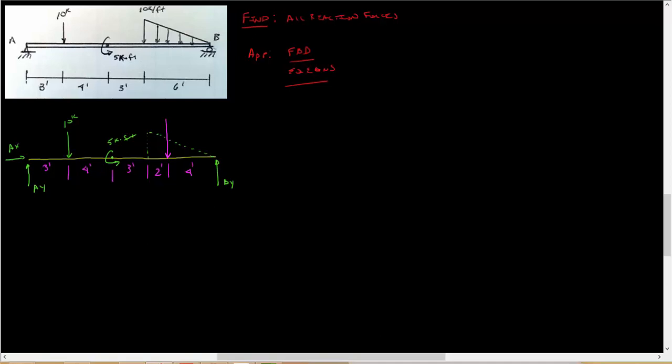The equivalent point load here is going to be 1/2 the base times the height, that's 6 feet times 10 kip per foot. So my feet cancel, so I get 60 divided by 2 is 30 kips. So I've got a point load there at 30 kips. Now that I have everything that I need on my free body diagram, I can solve.